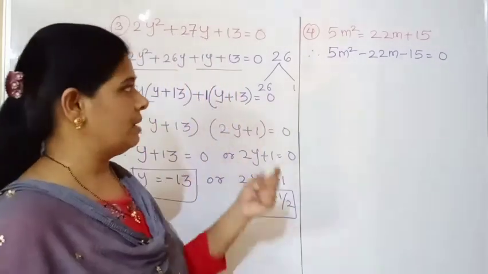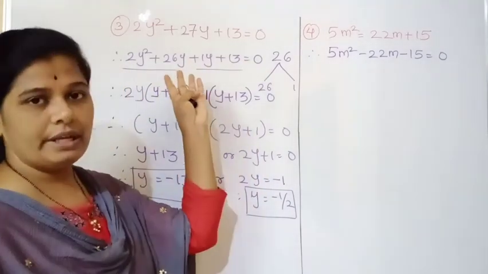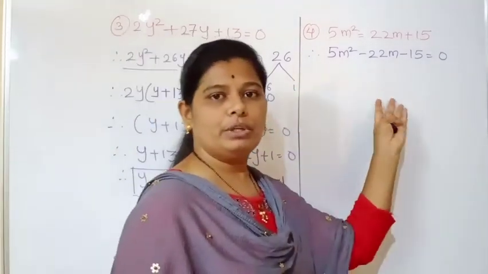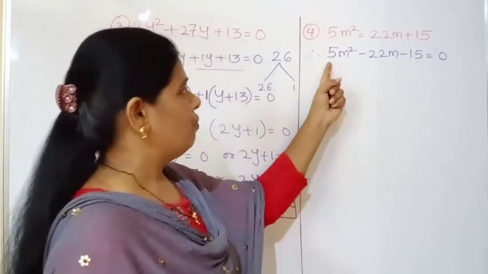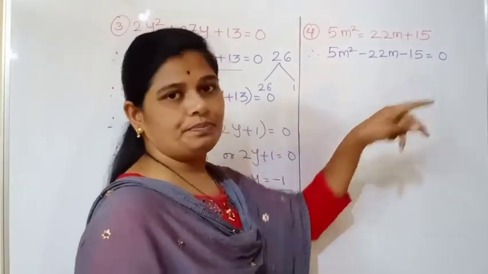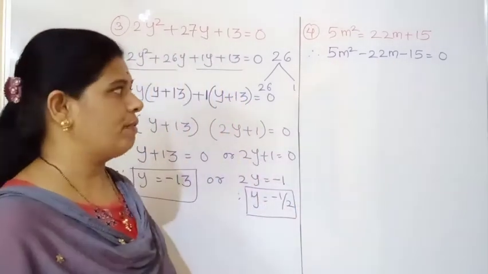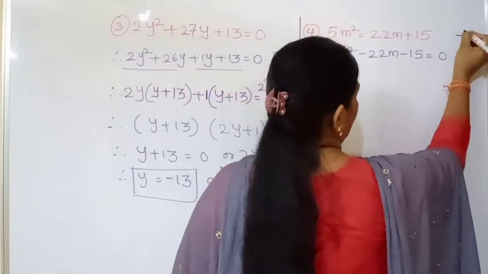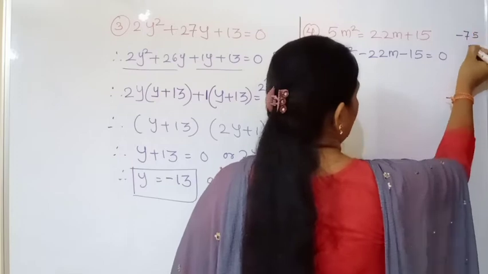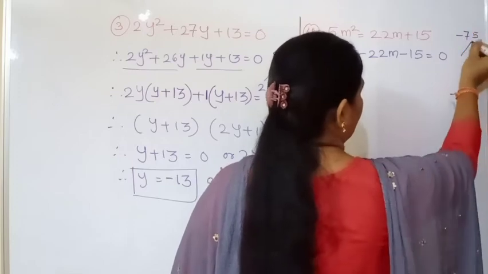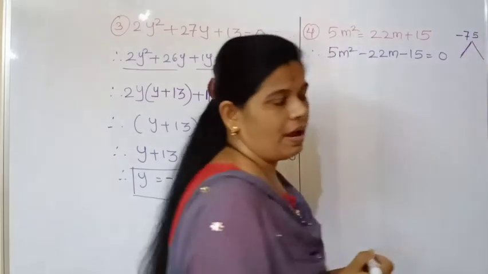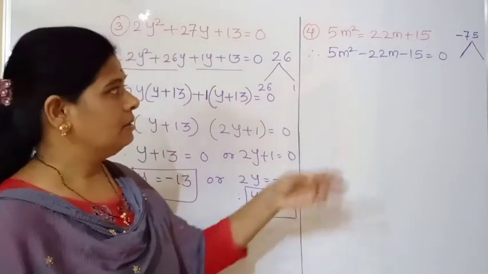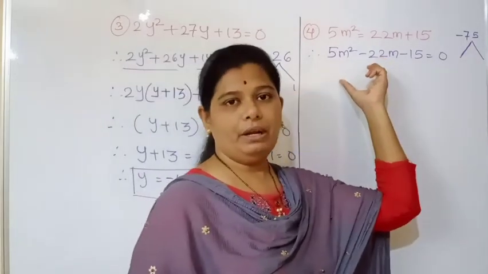Second thing, now we have to find the factors. To find the factors, as we have done in the third example, same thing we have to do in the fourth example. 5 and minus 15. We have to multiply 5 into minus 15. Okay, so it will be minus 75. Now we have to find the factors of 75, and the middle number should be 22.